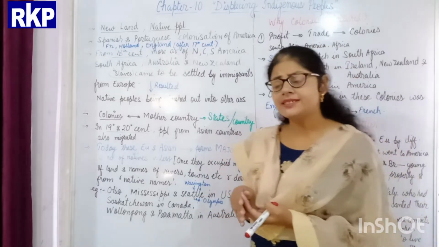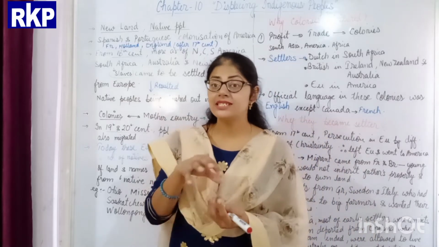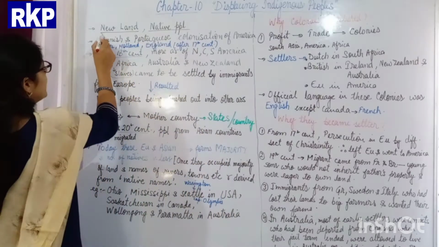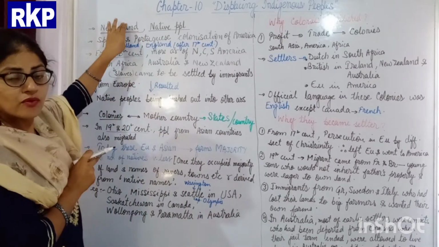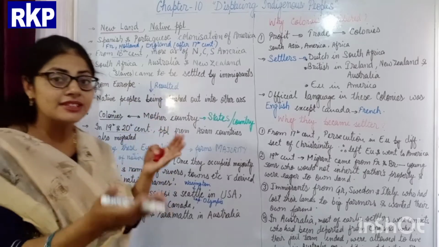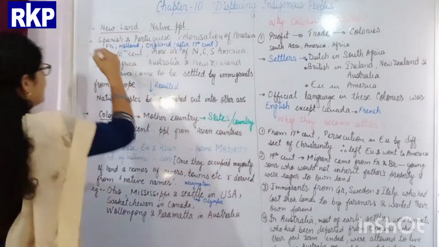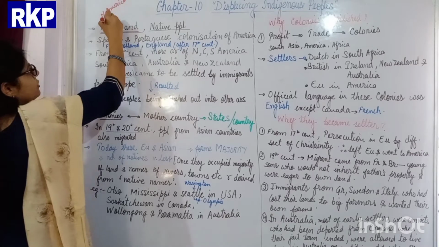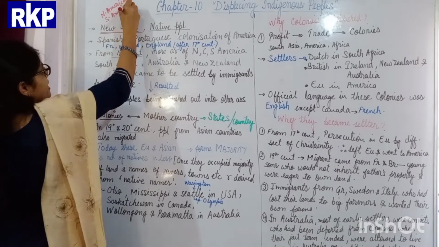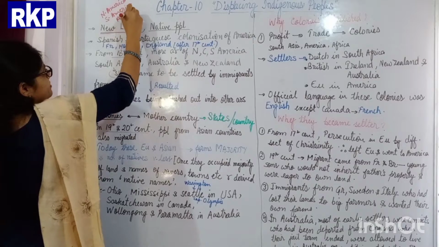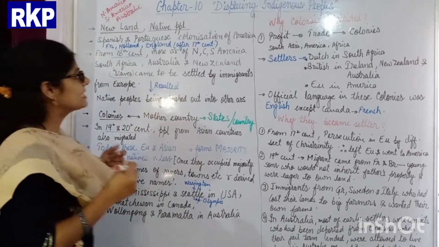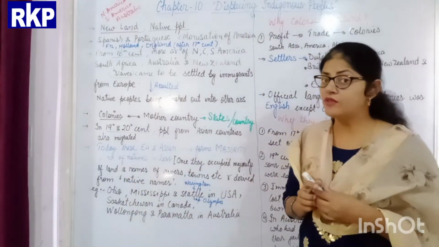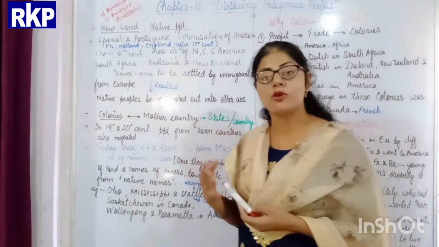The other continents, like North America, South America as well as Australia, were unknown to them. So before the discovery of these continents, they were known by the term new land. Which are these new lands? New lands are the newly discovered continents like North America, South America and Australia. Okay, these are the new lands. So before their discovery, it was considered that there were only three continents.